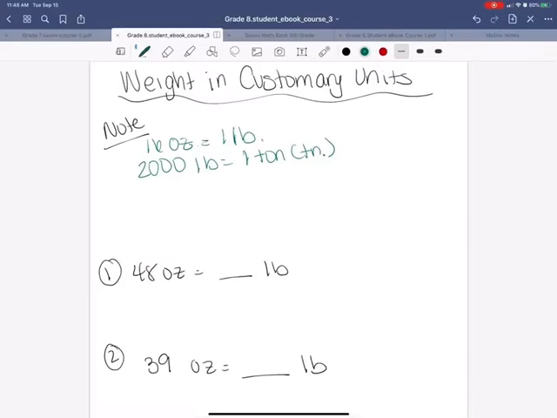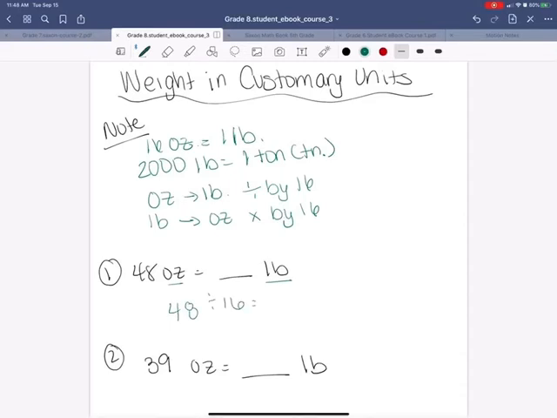Next, one of the things that it does say is if you wanted to change from ounces to pounds, you would divide by 16. Same thing, just think about it: if we were going from pounds to ounces, we would multiply by 16. All right, so how does that go? In this case, we're going from ounces to pounds. So again, we're going to be dividing by 16.